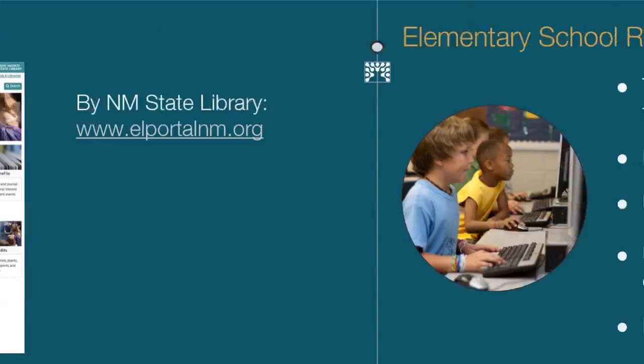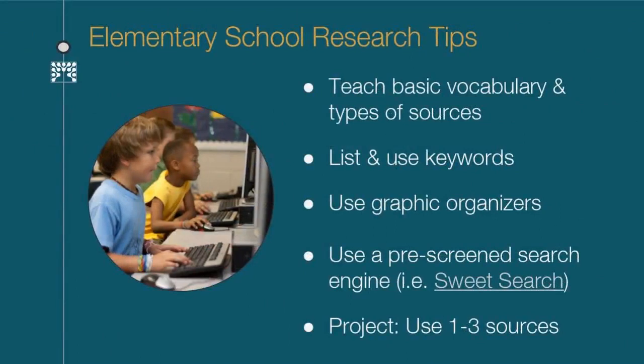All right, so we're going to talk just a little bit about some tips for teaching elementary school level, and then we'll do another slide after this about teaching middle school and high school level research skills. So here are a few tips for teaching research skills to elementary level students. First, you definitely are going to do a lot of vocabulary work, teaching them the basic vocabulary, and we teach them about different types of sources as well. So dictionary, atlas, encyclopedia, databases, periodicals. That might be happening in your school library already.